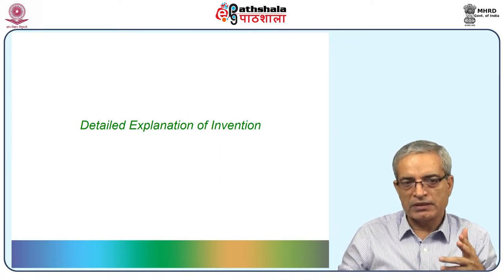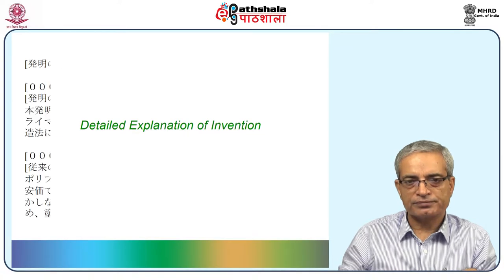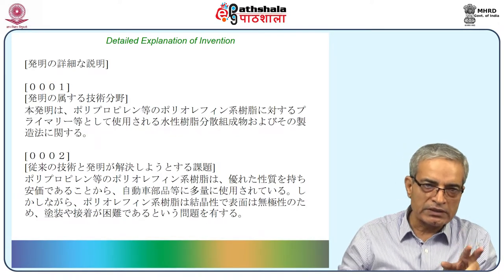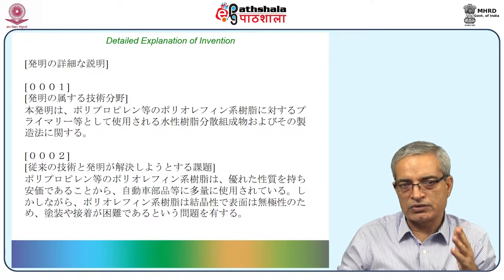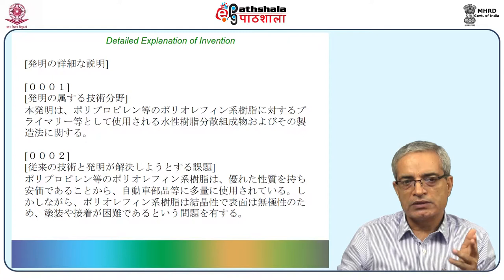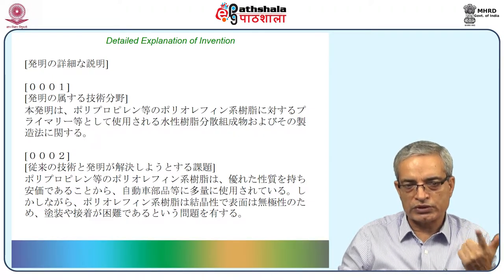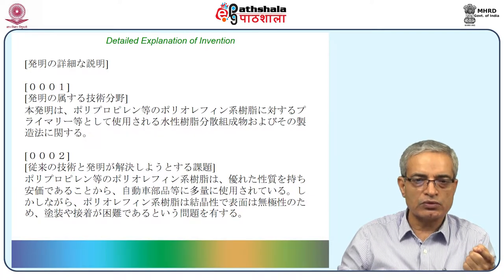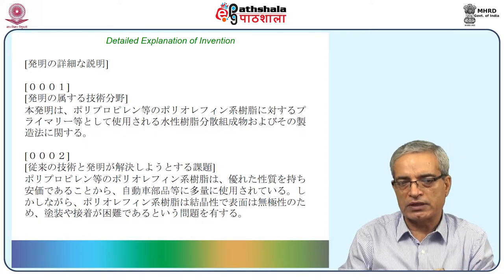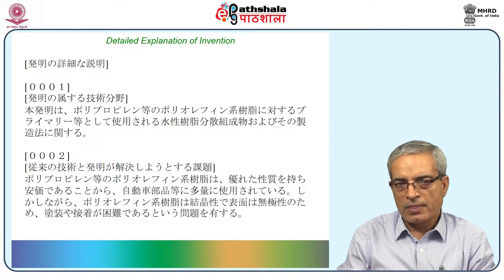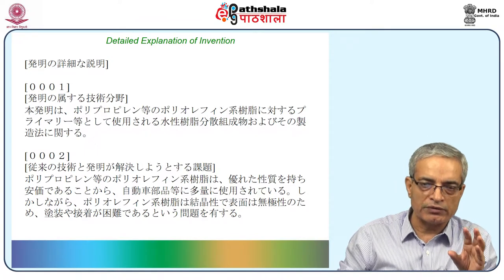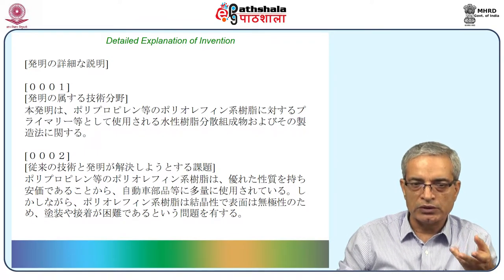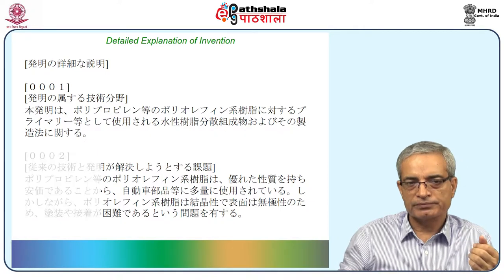Now the second part, that is the detailed explanation of invention. This is the detailed explanation. Hatsume no shousai na setsume, and then there is 0001 and 0002. 0001 stands for Hatsume no zokusuru gijitsu bunya, and 0002 stands for Jūrai no gijitsu to Hatsume ga kaiketsu shiyou to suru kadai. Now in the shousai na setsume, in this particular patent, there are only two given. There could be more than two, but we will take these two here.